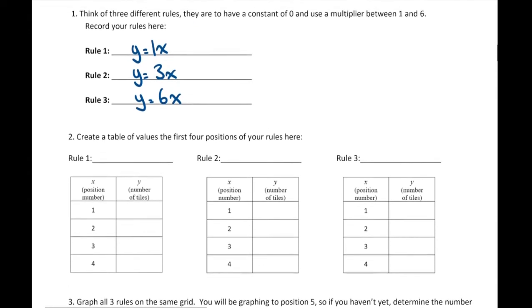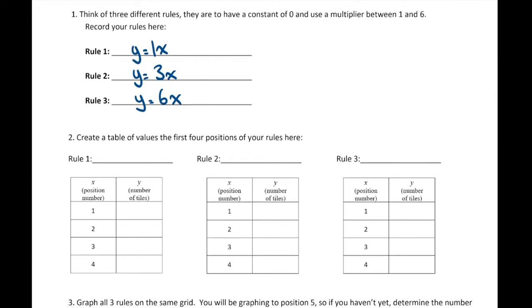For the second question, for each rule, we're going to fill out the table. Using this rule, we want to figure out how many tiles there would be at position 1, how many at position 2, 3, and 4. I'm actually going to go back and color code these rules, because we are going to end up graphing these. I just want to have the different colors associated already.